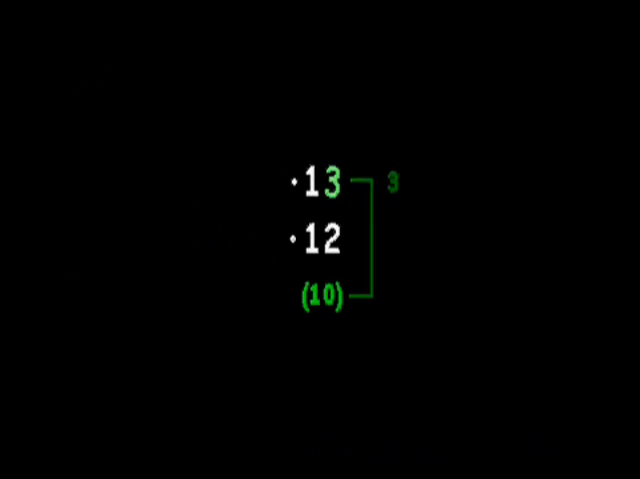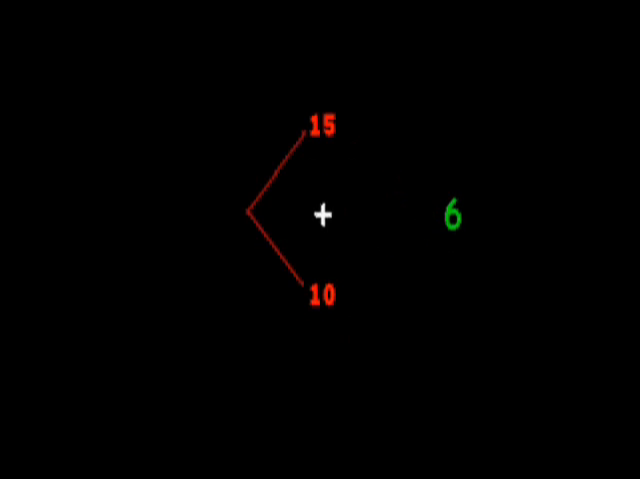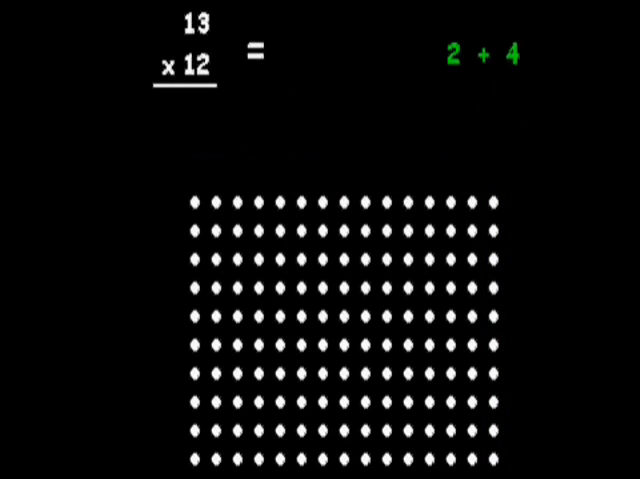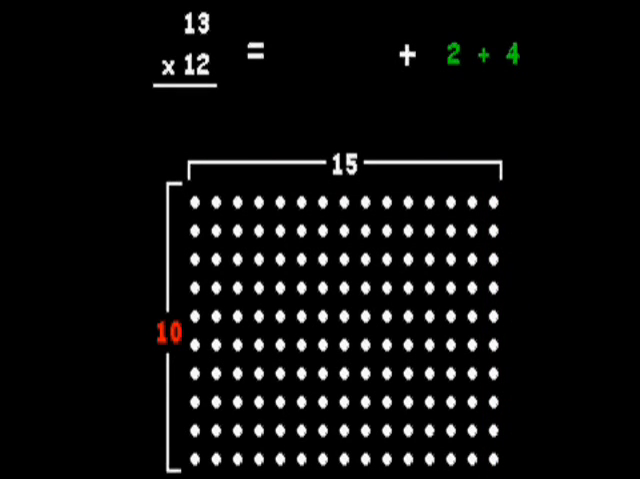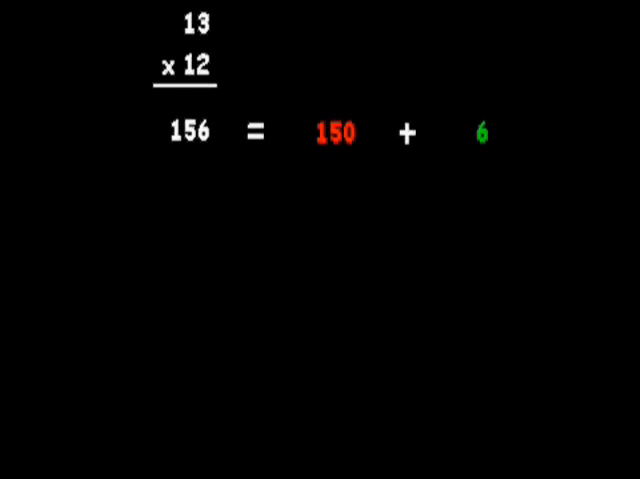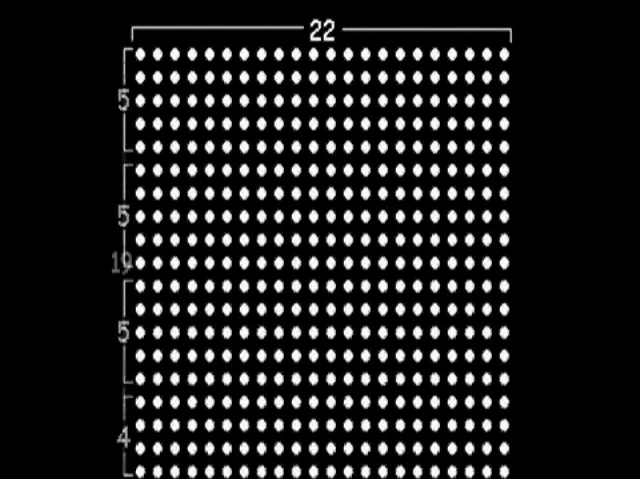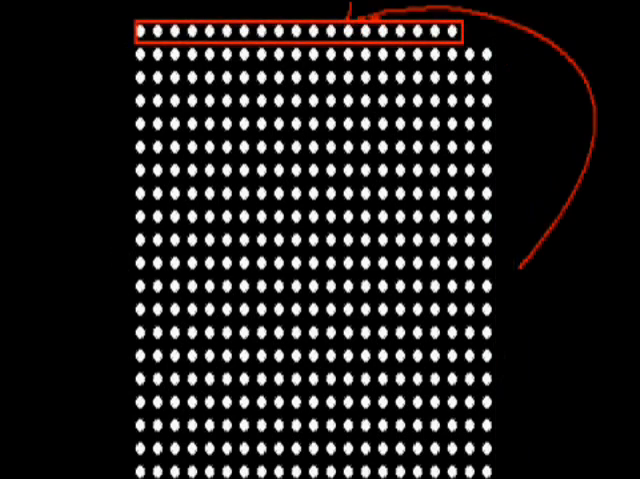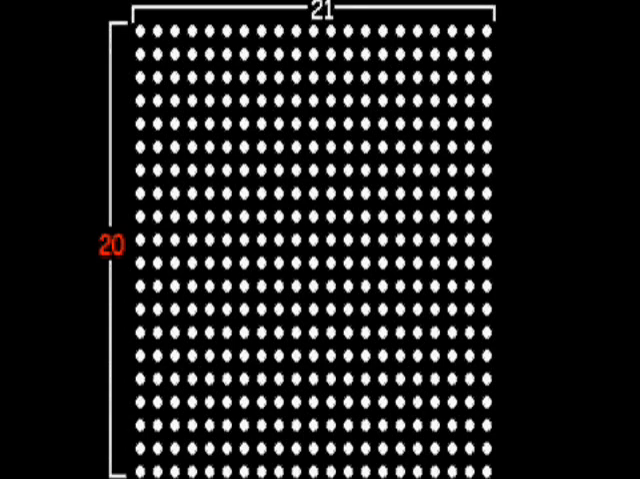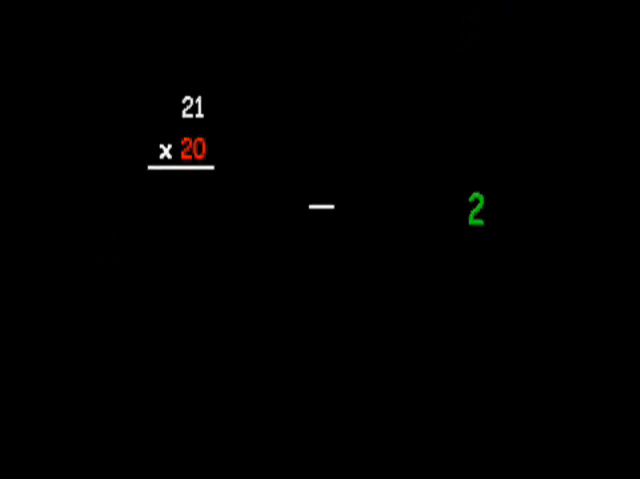We have seen that 13 times 12 is 6 more than 150, but the reason that works is 13 times 12 is both 2 and 4 more than 150. If you have an area of 22 times 19, and you put this column back where it came from, you can see that you are just too shy of what would have been the area of 21 times 20. So to solve for 22 times 19, these are the two that you subtract from 21 times 20.